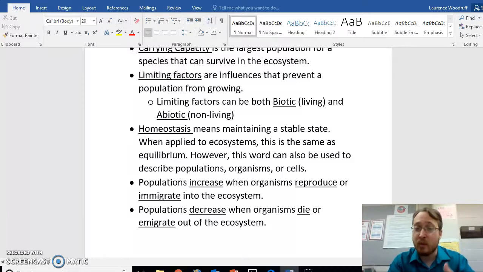Populations will increase when organisms reproduce or immigrate into the ecosystem, and populations will decrease when organisms die or emigrate out of the ecosystem.